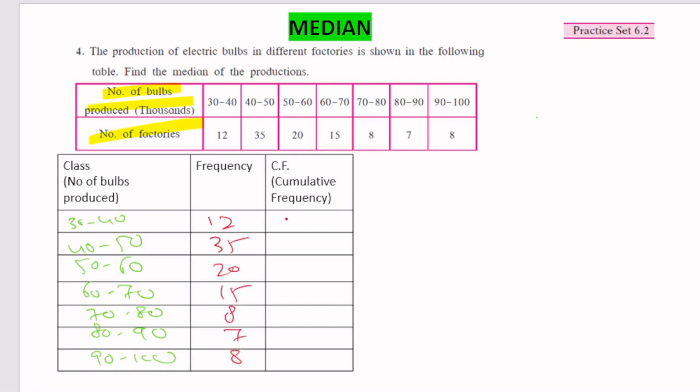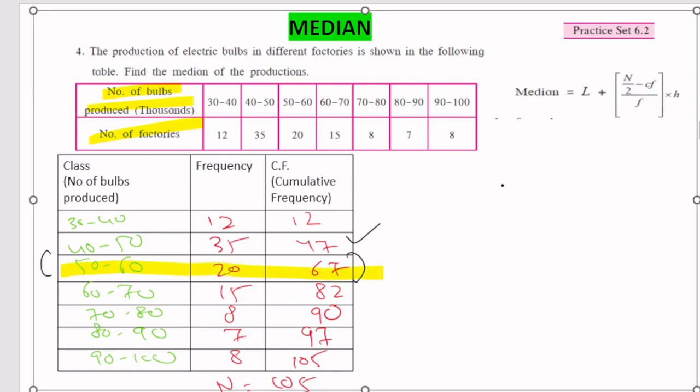Now cumulative frequency: 12, 12 plus 35 is 47, 67, 82, 90, 97, 105. So n is 105. N by 2 is how much? 52.5. Where will this particular 52.5 come? Definitely something after 47. So in this class you'll get 52.5 and this will be your study area, right?